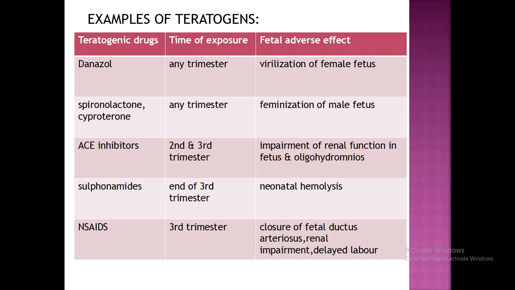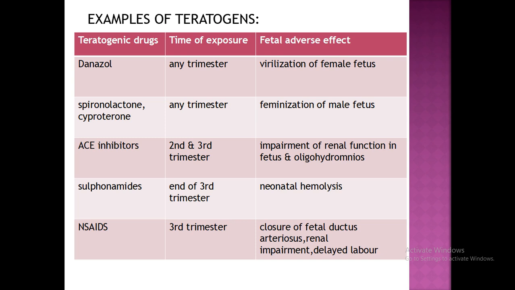Then ACE inhibitors, angiotensin converting enzyme inhibitors, which are antihypertensives, when used in second and third trimester, lead to impairment of renal function in fetus and oligohydramnios. Oligohydramnios is extremely low levels of amniotic fluid in the uterus. So it is not safe for the fetus to have extremely low amniotic fluid, because the amniotic fluid protects the baby.